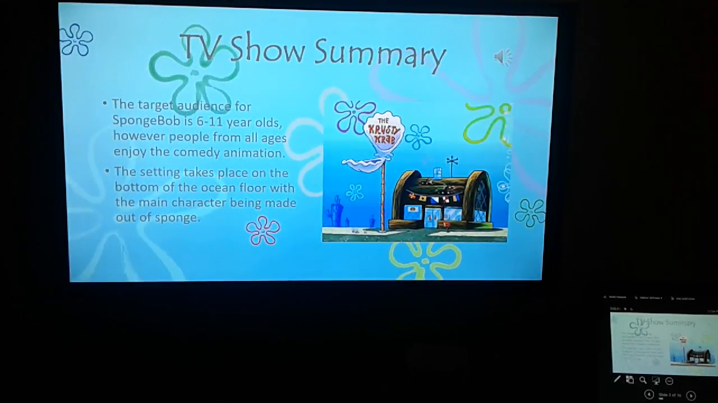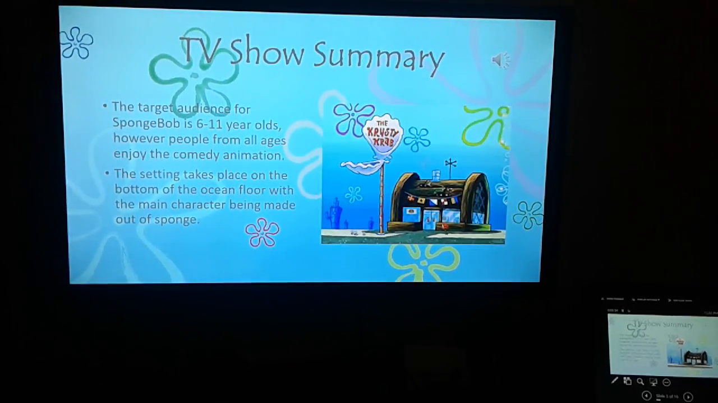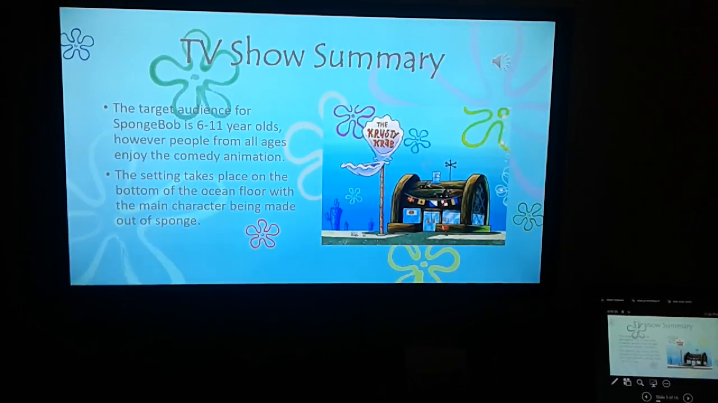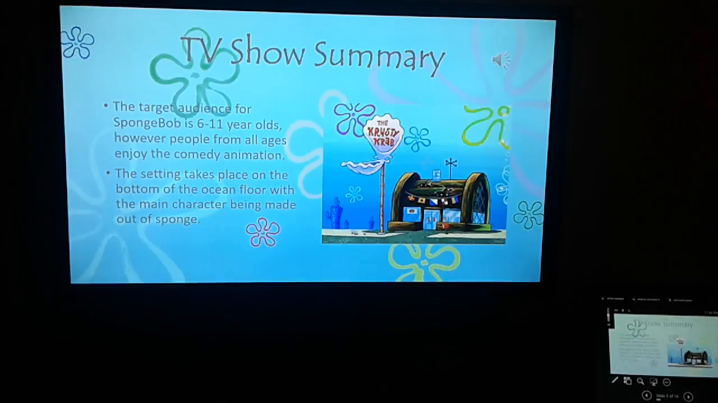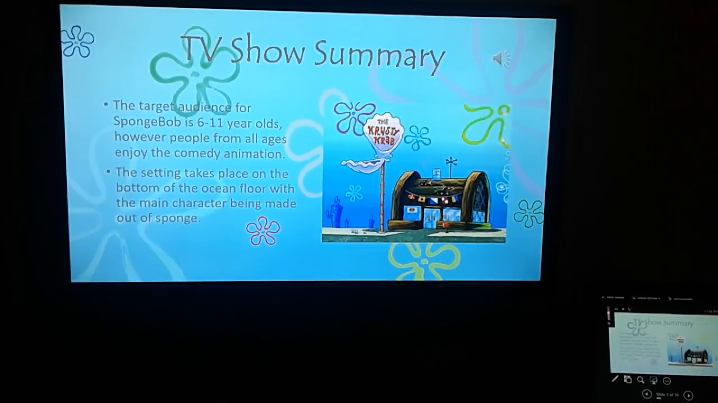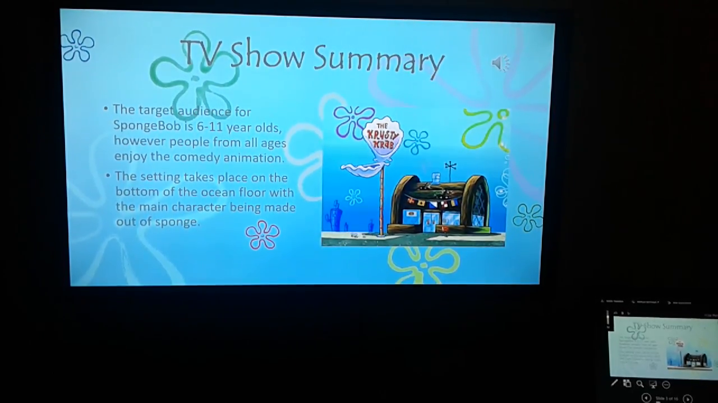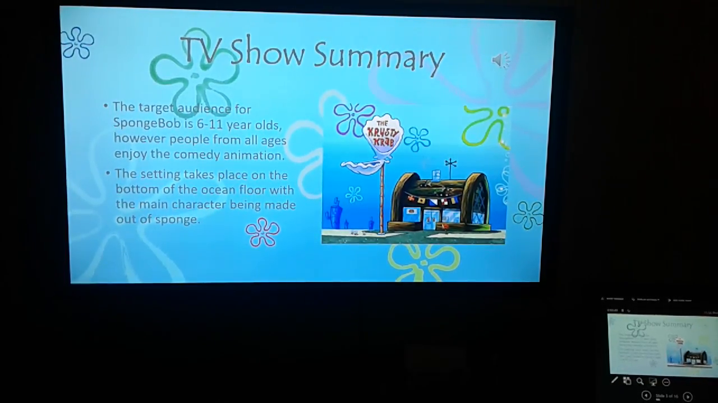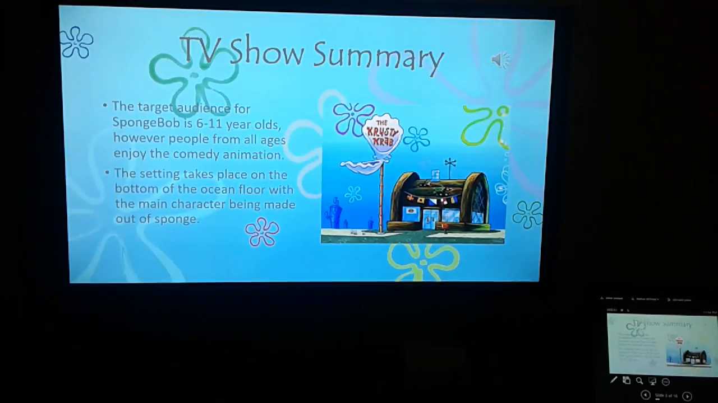Our show is called SpongeBob SquarePants. The target audience for SpongeBob is 6 to 11-year-olds. However, people from all ages can enjoy the comedy animation. The setting takes place on the bottom of the ocean floor, with the main character being made out of a sponge. Eugene Krabs, the owner and founder of the Krusty Krab, is motivated solely by money.